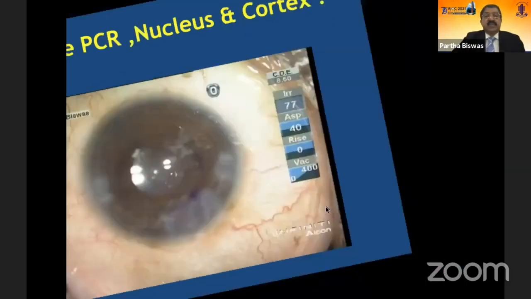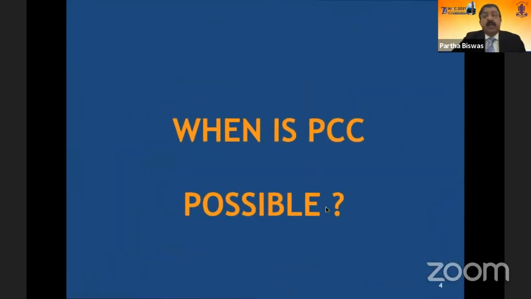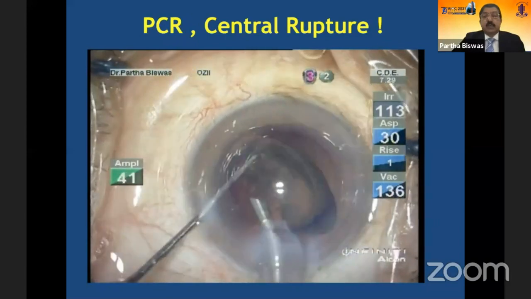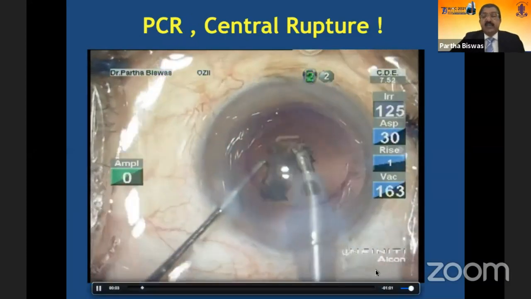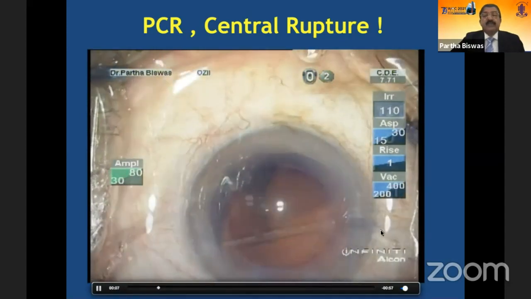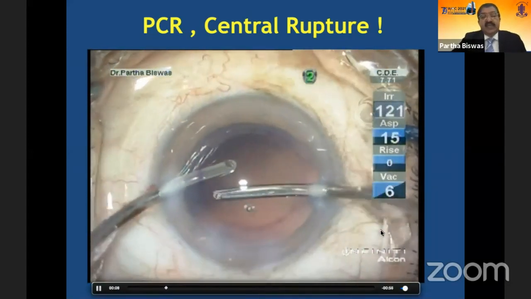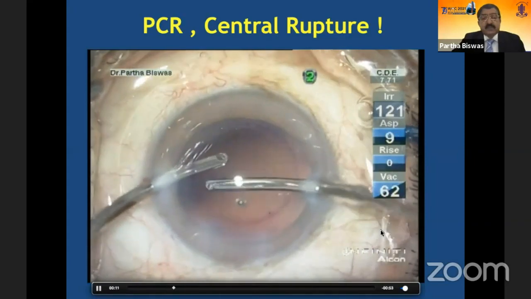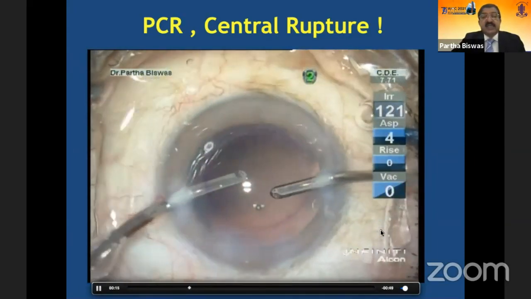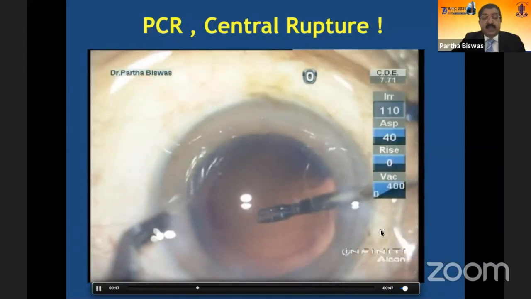Let's go to our next scenario, when a posterior capsular rhexis is possible. So what do we do when a posterior capsular rhexis is possible? Look at this case in which everything was going so nicely. But unfortunately, when I thought everything had gone well, we suddenly come up with a situation in which I see that something has gone wrong.